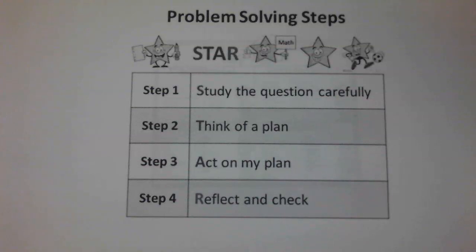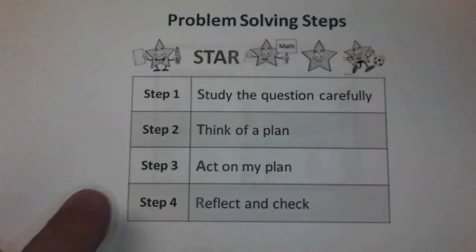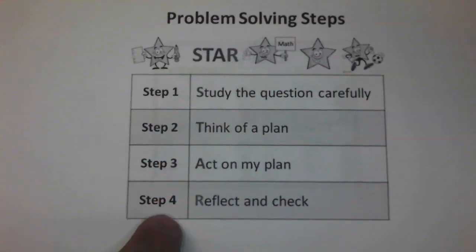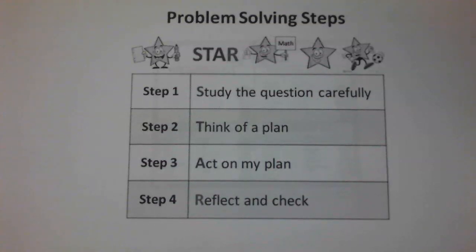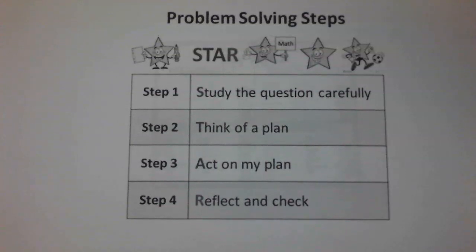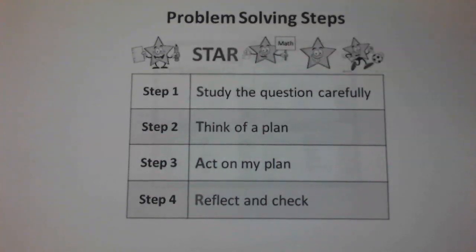So this first anchor chart that I've got here is called Problem Solving Steps. They use the STAR method because, as you can see here, the letters spell S-T-A-R. The first step in this STAR method of problem solving is to study the question carefully. That means for you to look at the question and try to understand what it's asking you. Sometimes we get story problems wrong because we are in too big a hurry. We look at some numbers, we throw together an answer, but we really haven't studied the question carefully to see what it's really asking.